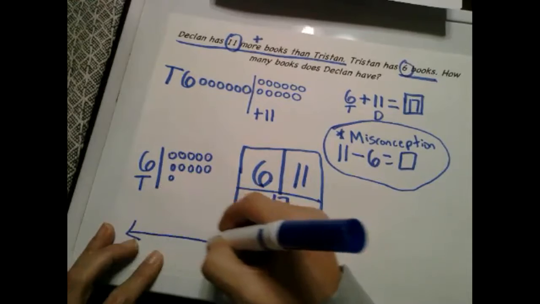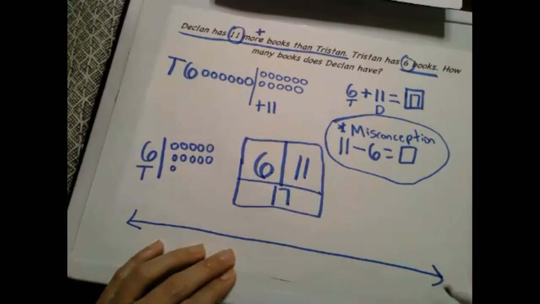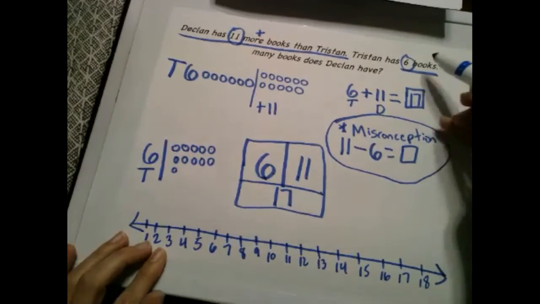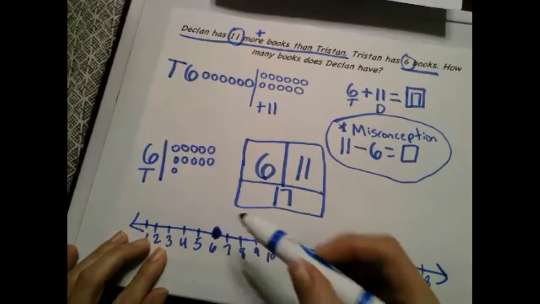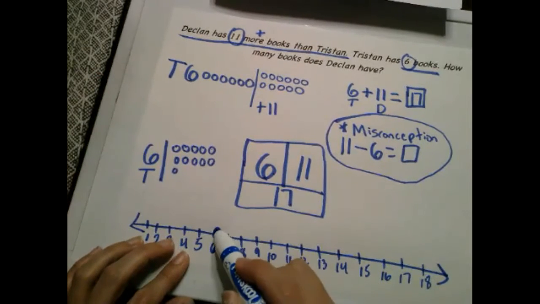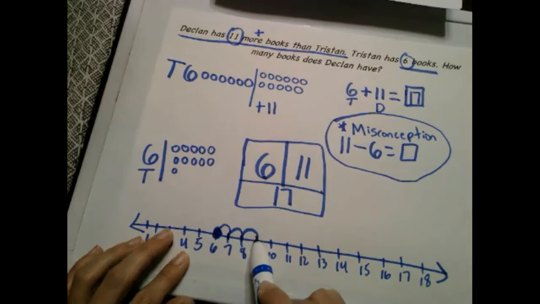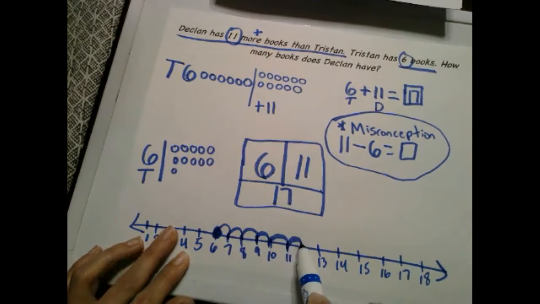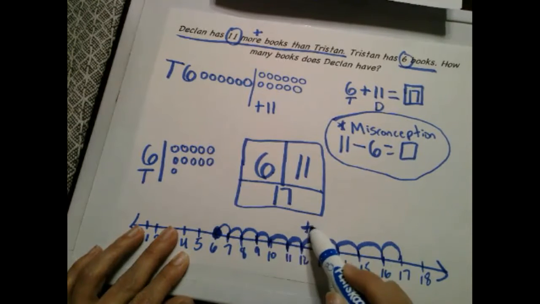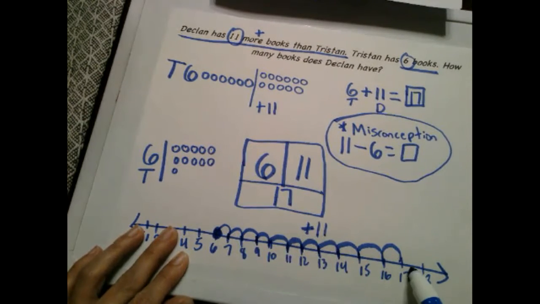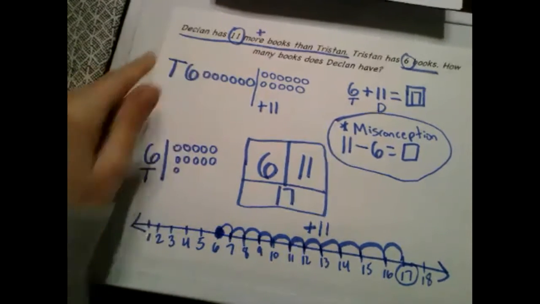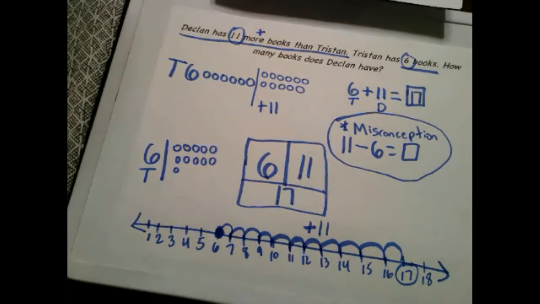One thing you could have done is a number line. I know that Tristan had 6. I know that Declan has 11 more, so I can count up 11. 1, 2, 3, 4, 5, 6, 7, 8, 9, 10, 11. So I know that that is 11 more. So my answer would have been 17. Declan has 17 books. Great thinking, mathematicians.